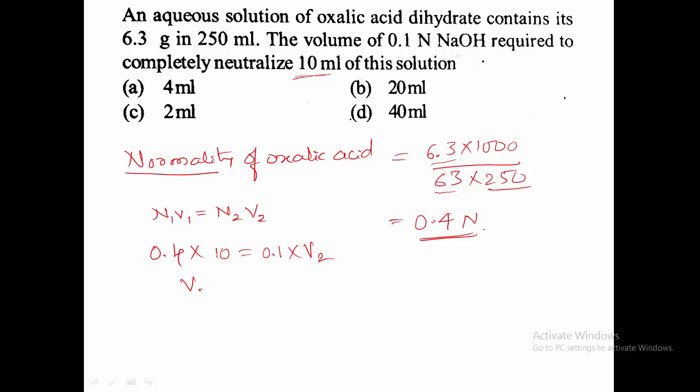Simplify this, what will you get? V2 is equal to 0.4 into 10 divided by 0.1. Upon simplification, you will get 40 ml. This is the volume of NaOH required to neutralize 10 ml of the oxalic acid solution. So option D is the right answer.